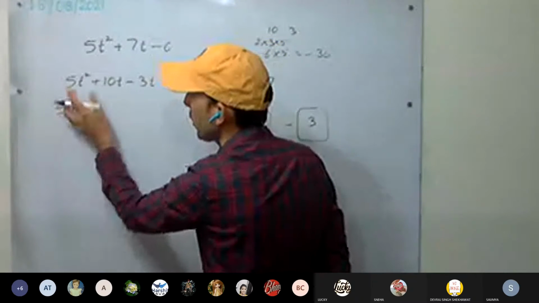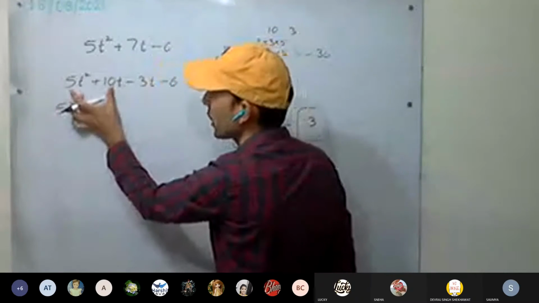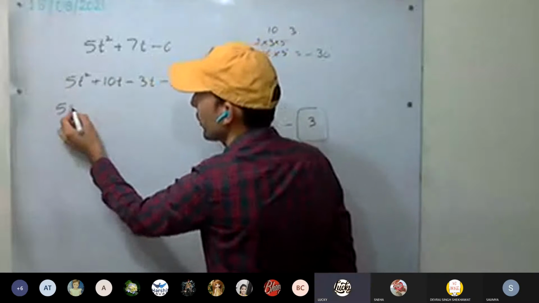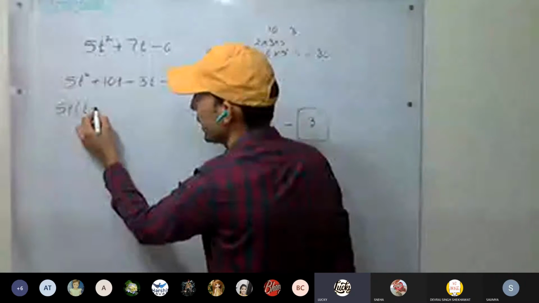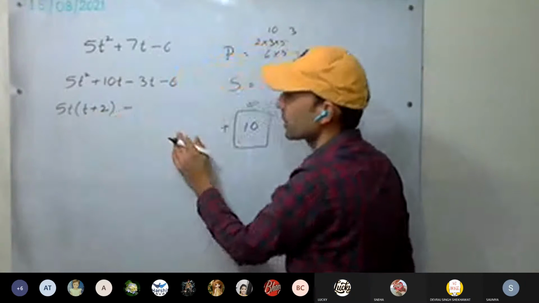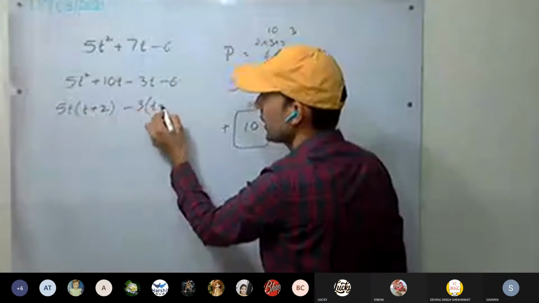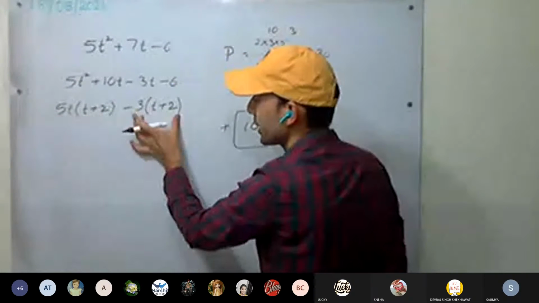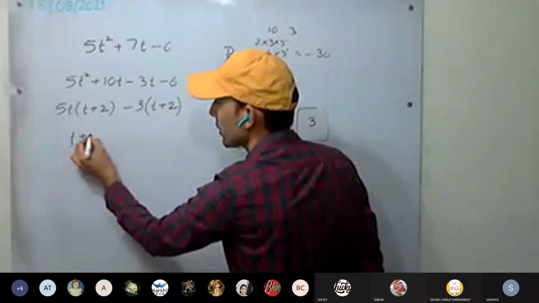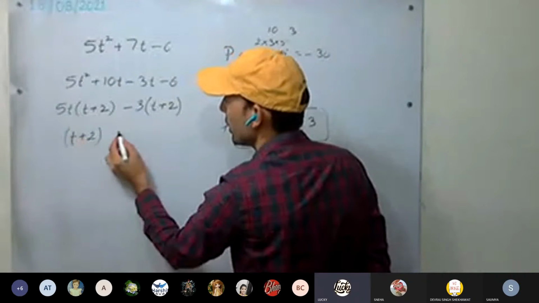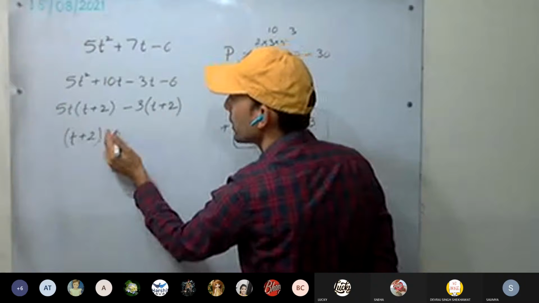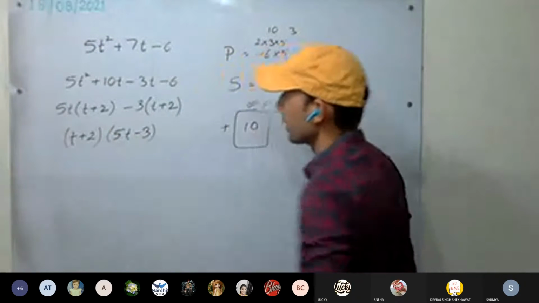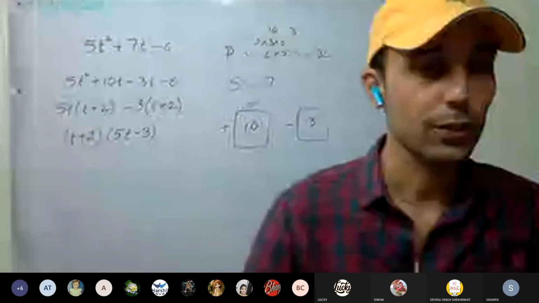Okay. See, four terms we have. Even number of terms are there. Now group them. Two groups we can make. 5t is common, t plus 2. Minus 3 is common, t plus 2. Okay, t plus 2, now one term, second term, t plus 2 is common. t plus 2 and here 5t minus 3. Have you all understood?